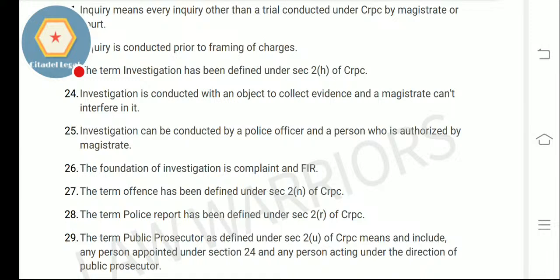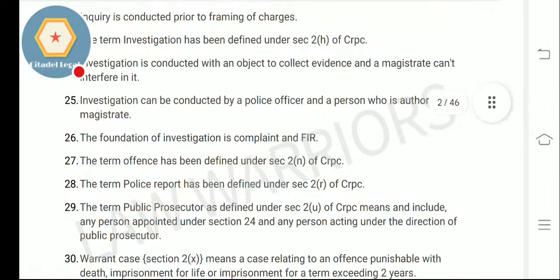26, the foundation of investigation is complaint and FIR. If the complaint is to the magistrate and the magistrate directs the police authority to investigate the matter, then the investigation starts. And if the information is given to the police authorities, then the police lodge or receive the first information report, and according to the nature of the offence, whether it is cognizable or non-cognizable, the police official starts the investigation. In case of cognizable offences, it has the authority to start the investigation on its own, and in case of non-cognizable offences, it has to seek the power of the concerned magistrate. So the foundation of investigation is always what? Complaint and FIR.